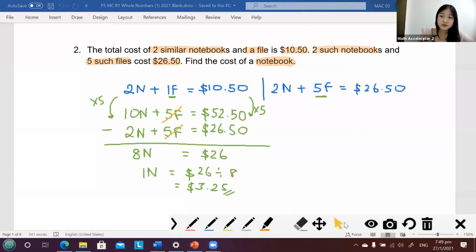So if you did the other method, which is to remove your notebooks first, and then solve for the files, and then finally look for 1 notebook, you can also do that. You will also get $3.25. I see some of you using the other method. That works too. You got the same answer? So it works if you want to cancel out the other one.